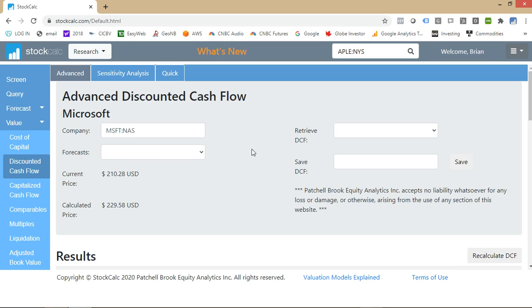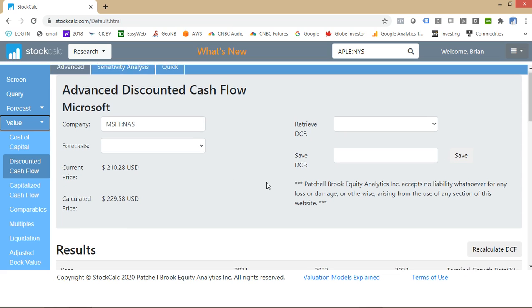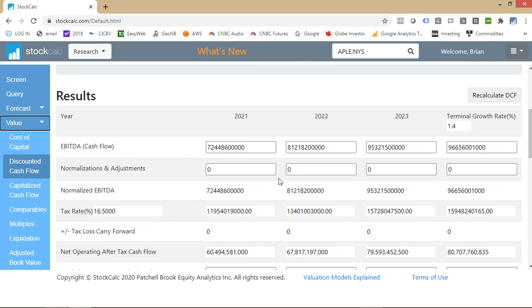In this overview, we will show you the discounted cash flow tool. We find the discounted cash flow tool on the research page under the value menu. I've loaded Microsoft and the initial calculations for it. You can see the DCF tool is very comprehensive.